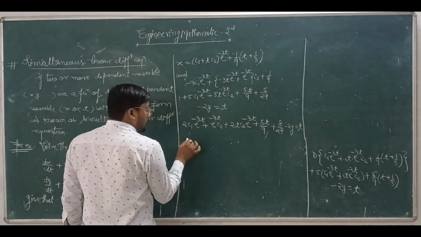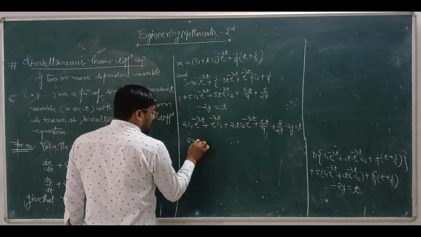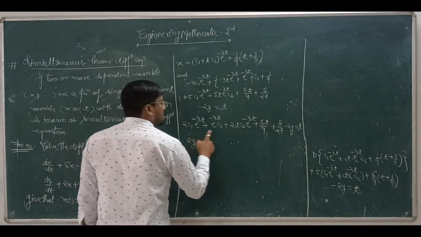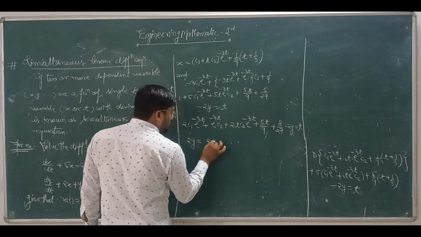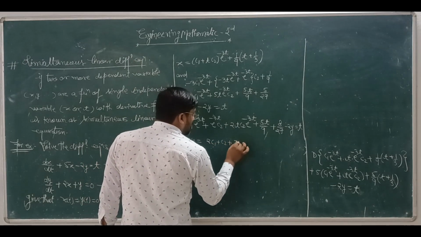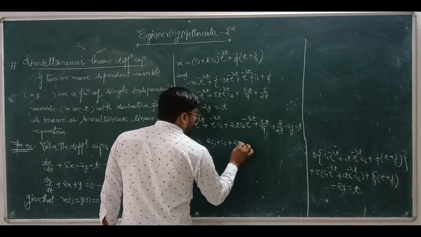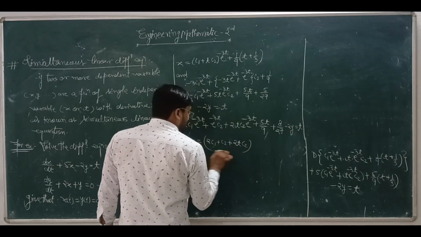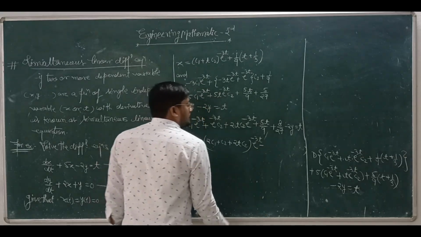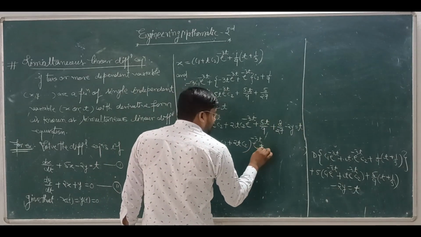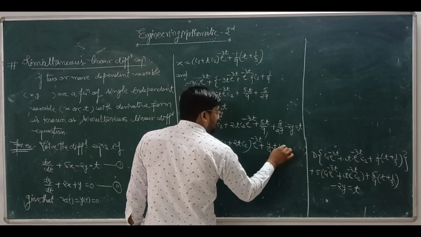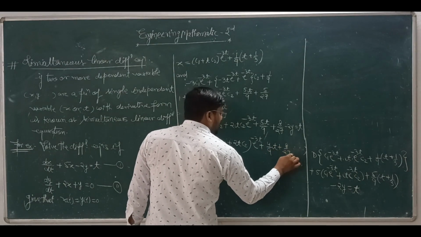Now you can write 2y is equal to, you can common to this value, you can write 2c1 plus c2 plus 2t c2 e to the power minus 3t, you can write this, plus 4 upon 9 t plus 8 upon 27.